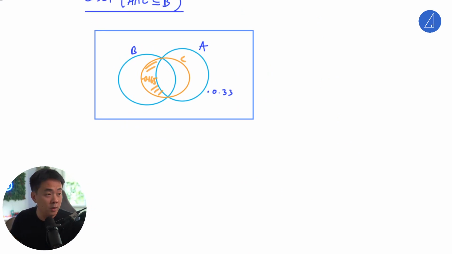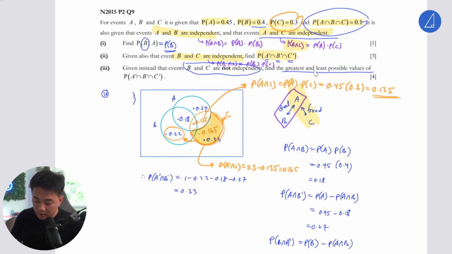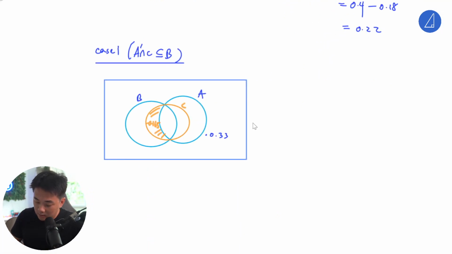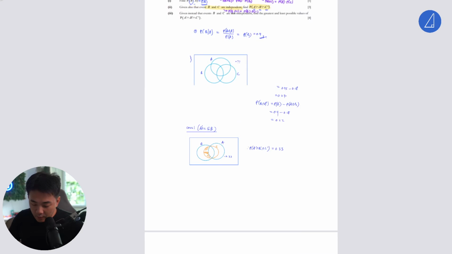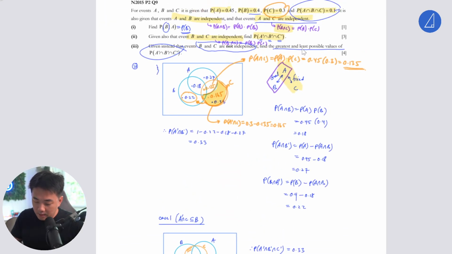Okay, so because you want to find the greatest and least possible value of the outside of them, outside A, B, C. So this will be the greatest value. So hence, the probability of A prime intersect B prime intersect C prime will be 0.33. Okay, this is 0.33.